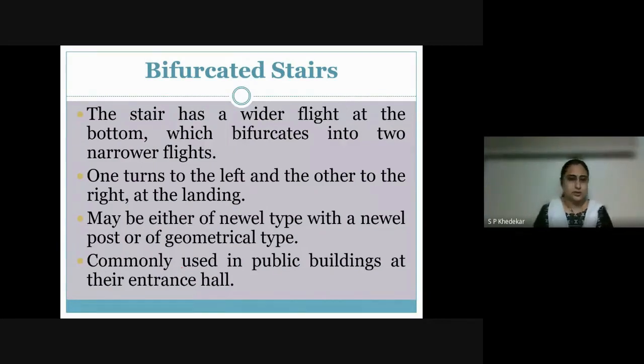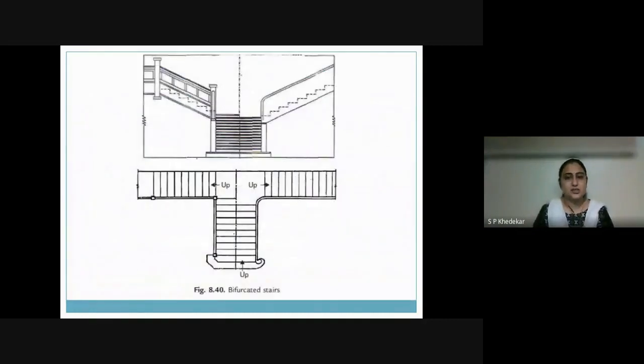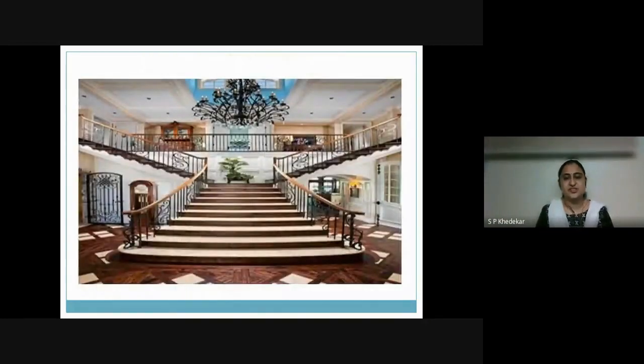There can be a newel or not at the start and end, and we mostly see this type of stairs in public buildings at their entrance. We can see this image. This is the main flight, and then it changes its direction to the right as well as left at the same point. It generally has more width, and then it divides itself into narrower flights. This is the bifurcated staircase. Mostly it is used in public buildings or in very big houses.